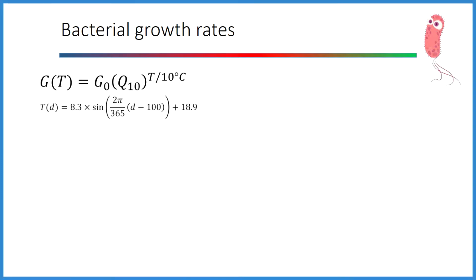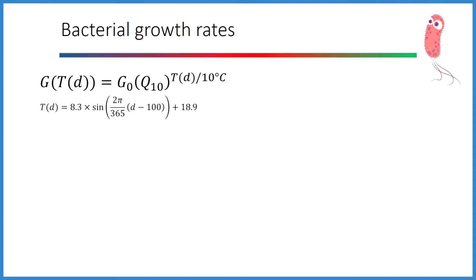Okay, we know that growth rate is a function of temperature, which we're calling capital T, and we know that temperature is a function of the day of year, which we're calling D. Remembering back to what we learned about functions of functions earlier in this course, we know that if we want to calculate growth rate as a function of time, we should rewrite our equation g of t by stating that g of t of d equals g0 times the Q10 value raised to a power of T of d divided by 10.